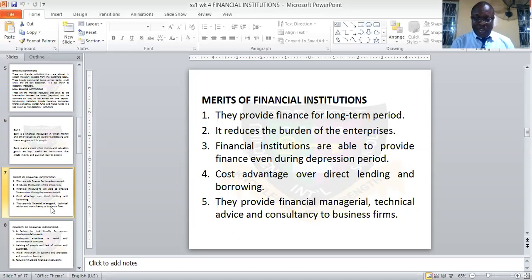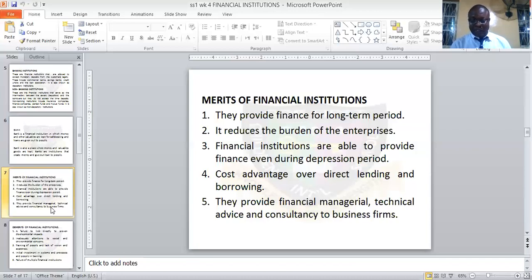Then financial institutions are able to provide finance even during the present period. They also provide what is called a loan to the customers. And that is why the central bank also mandated all the commercial banks or financial institutions to keep a special requirement or special deposit with the central bank, so that when they are facing a hard period, that one can serve as relief to them. There is what is called cost advantage over direct lending and borrowing.